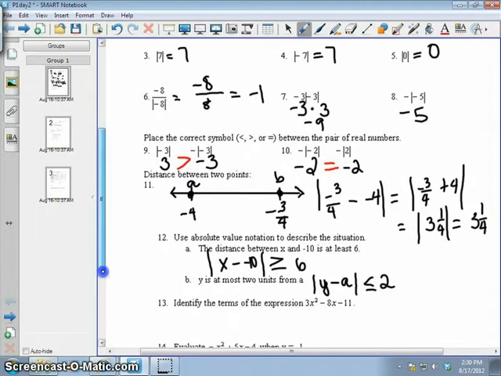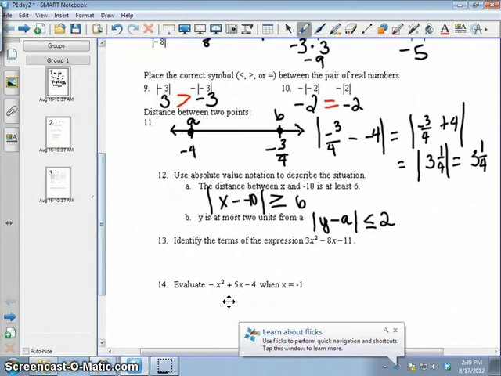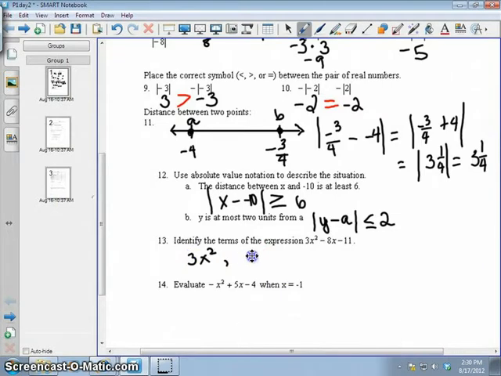Terms of the expression. Terms are separated by addition and subtraction signs. So the terms here are 3x squared, negative 8x, and negative 11.